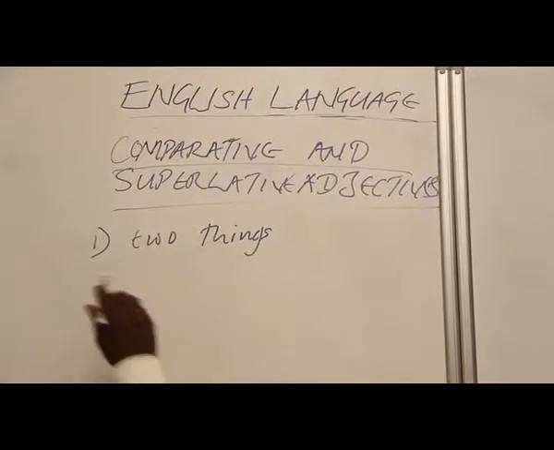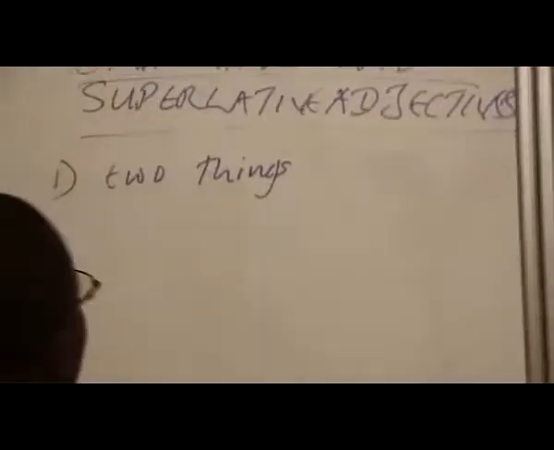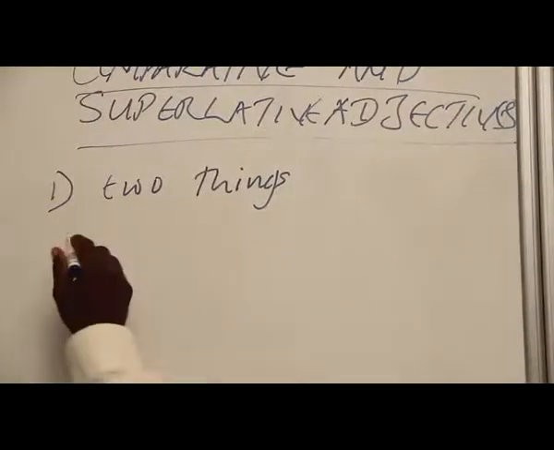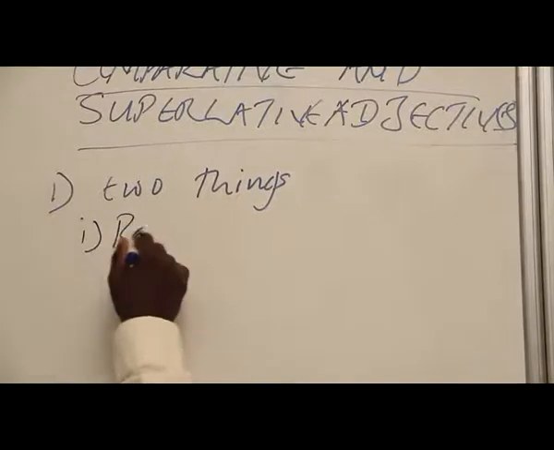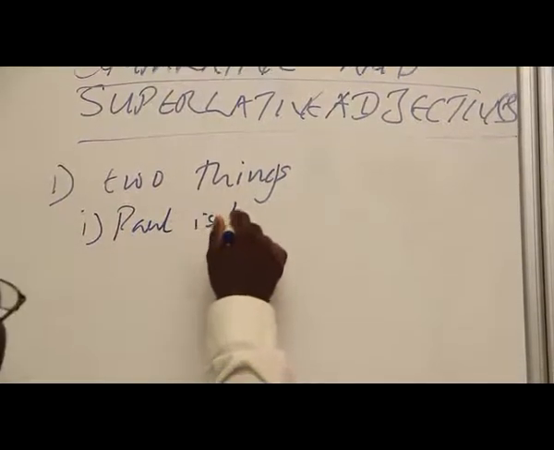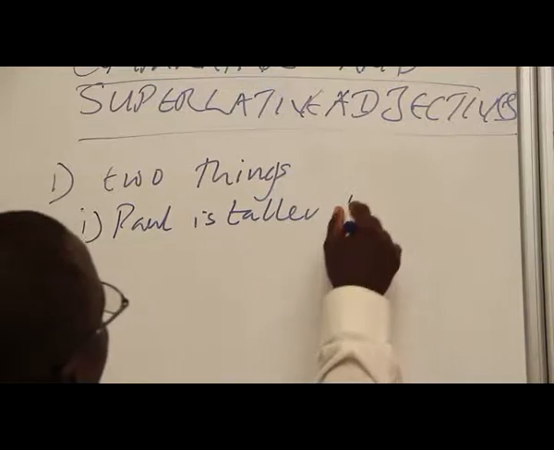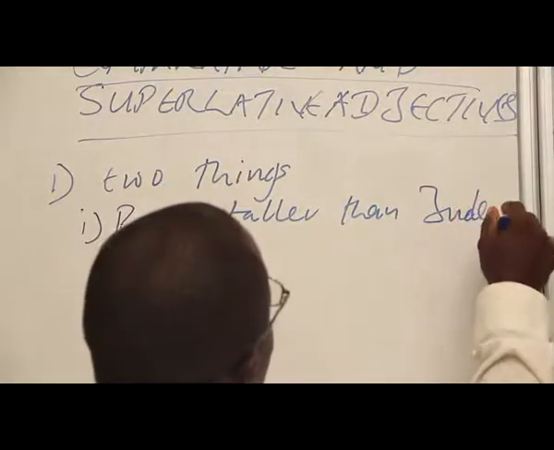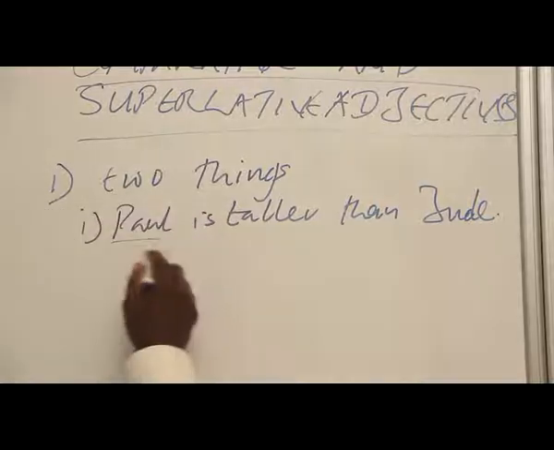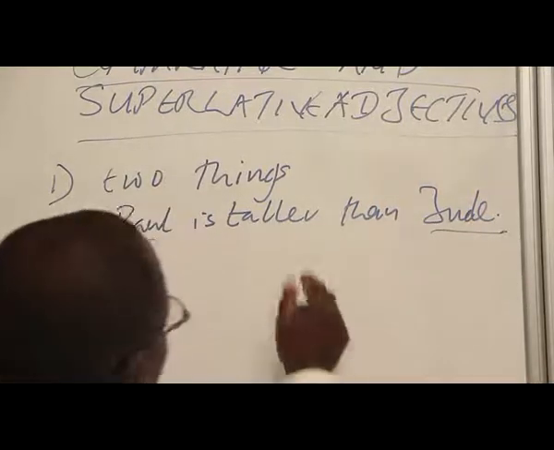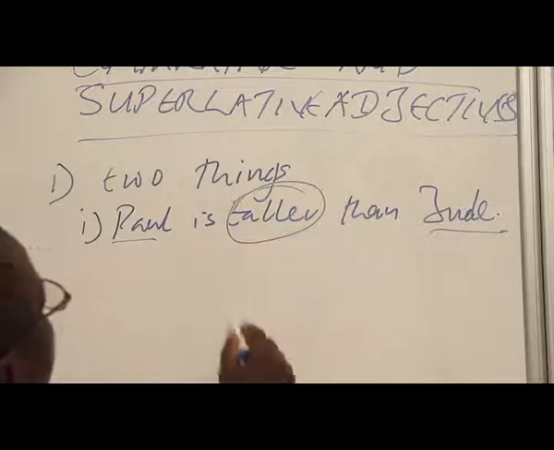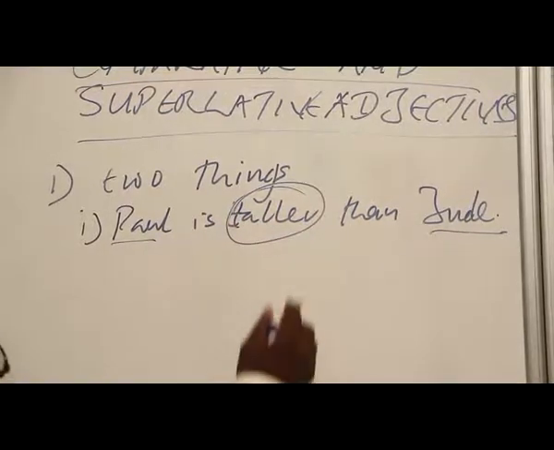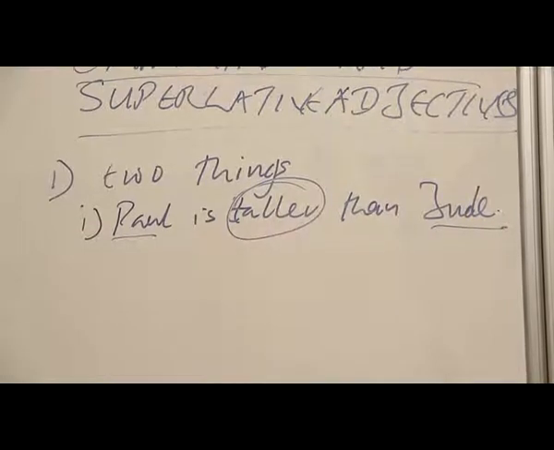For example, we have the base adjective tall, and we want to compare Paul and Jude. We can simply say that Paul is taller than Jude. It means we are comparing Paul and Jude based on the quality, which is an adjective, tall. So we use the comparative form, taller.